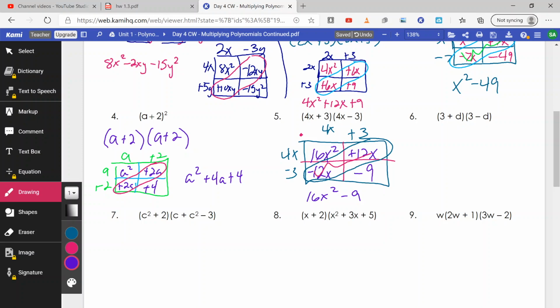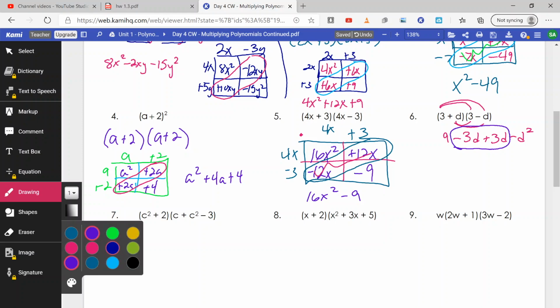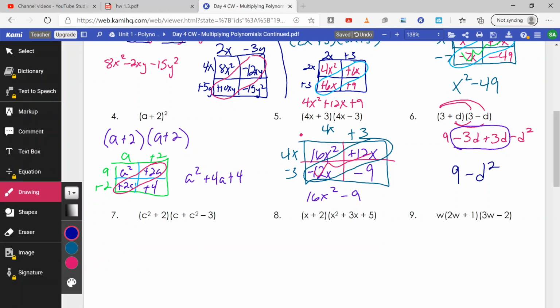Number 6, 3 plus d times 3 minus d. It's going to be the same thing. I'll use distribution on this. We have 3 times 3 gives me 9. 3 times negative d gives me minus 3d. D times 3 gives me a plus 3d. And then d times negative d gives me minus d squared. Notice here we have negative 3d and positive 3d that we can combine. They will actually cancel out. So I'm left with 9 minus d squared.